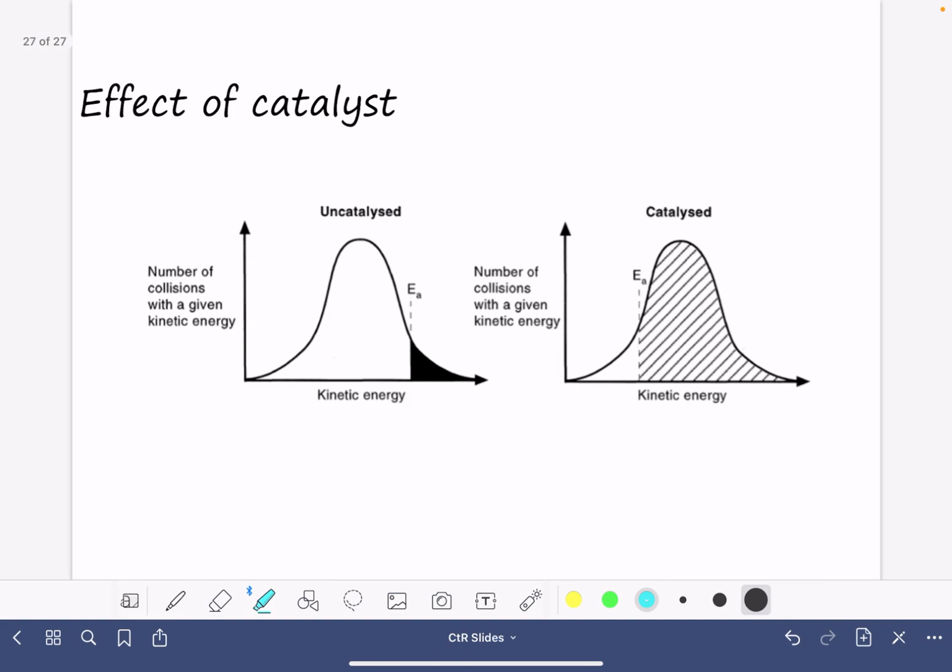Finally, we'll talk about the effect of a catalyst. Here we're seeing the same Maxwell-Boltzmann distribution that we saw at the start, an uncatalyzed reaction. Activation energy is here and all of these particles can react. But the use of a catalyst reduces the activation energy. So now it's over here and all of these particles can react. So we can see the use of a catalyst vastly increases the reaction rate because we have so many more particles that can react.